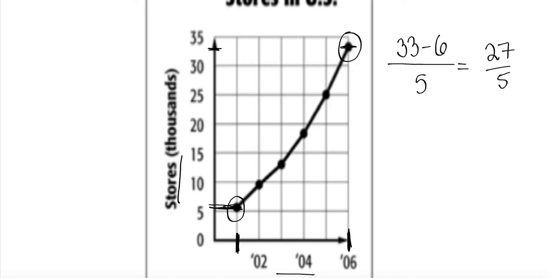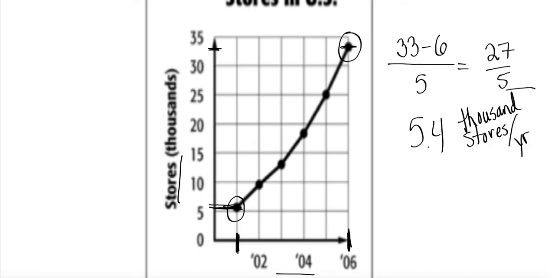So when you put 27 over 5 in your calculator, you get 5.4, and this is stores per year. But remember, it was in thousands, so we could say 1,000 stores per year. So about 5.4, maybe close to 5,500 stores per year would be the rate of change for the restaurant chain here.